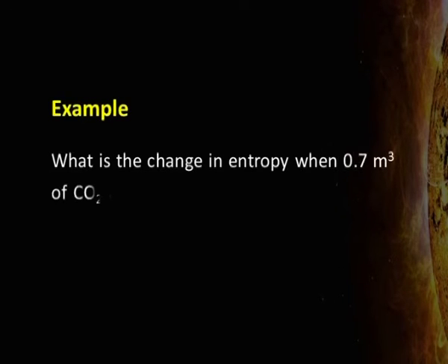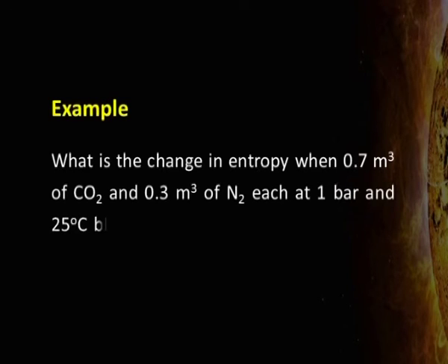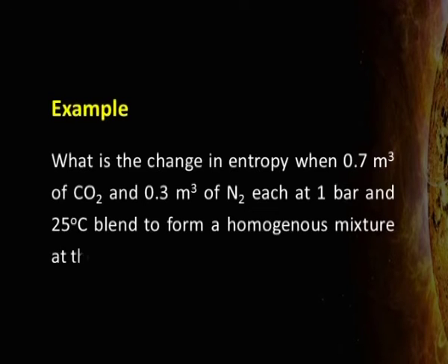Here is an example to calculate the change in entropy, or increase in entropy, of mixing of two gases. What is the change in entropy when 0.7 meter cube of carbon dioxide and 0.3 meter cube of nitrogen, each at 1 bar pressure and 25 degrees Celsius temperature, blend to form a homogeneous mixture at the same condition? Assume these two are ideal gases.